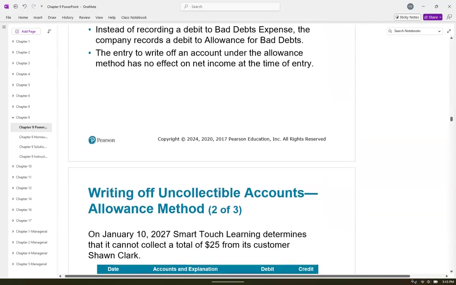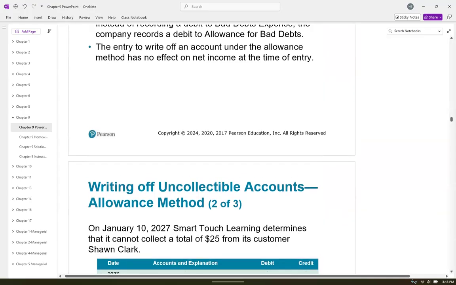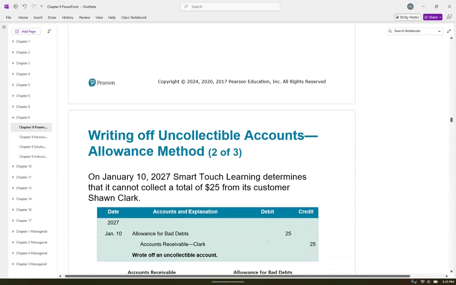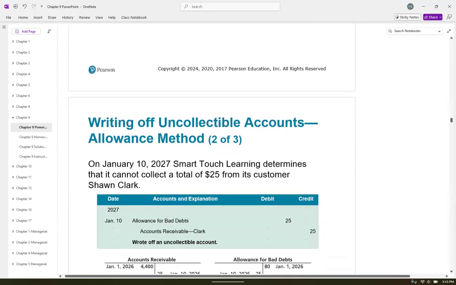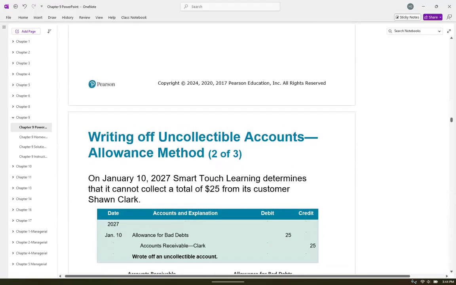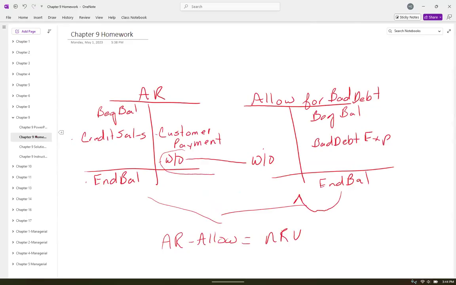So we're going to look at the next example on writing off an uncollectible account. So on January 10th, 2027, Smart Touch Learning determines that it cannot collect a total of $25 from its customer, Sean Clark. Okay, so we're not going to mess with the bad debt expense because we've already done that at the end of the previous period. Okay, now we are just going to debit the allowance for bad debt and credit the accounts receivable to Clark. Remember, I did this right here. Okay. If you want to stop the video, take a picture of that, I'm okay with that.